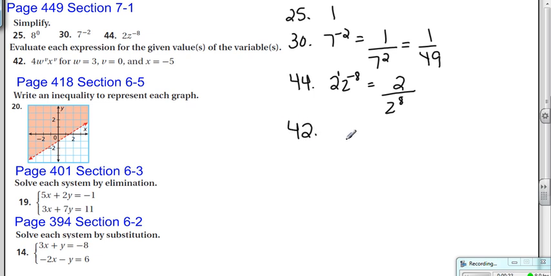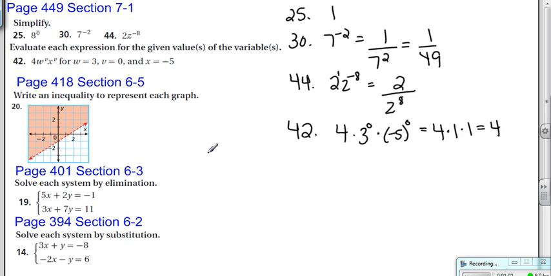Number 42, you have 4 times w, which is 3, to the v power, which is 0, times x, which is negative 5, and that's to the v power, which is 0. So 4 times 3 to the 0 is 1, negative 5 to the 0 is 1, and 4 times 1 times 1 is 4.